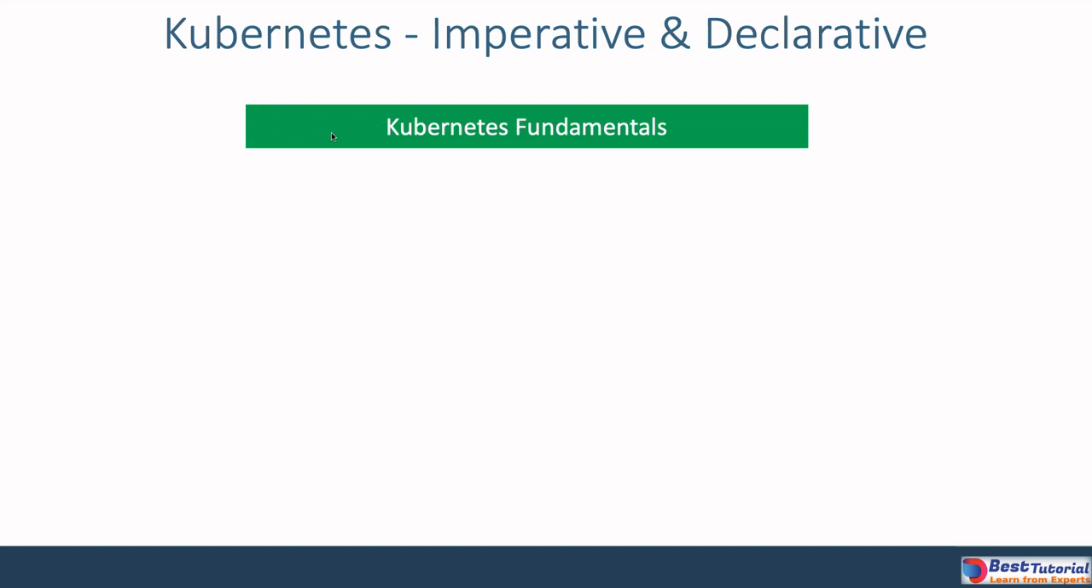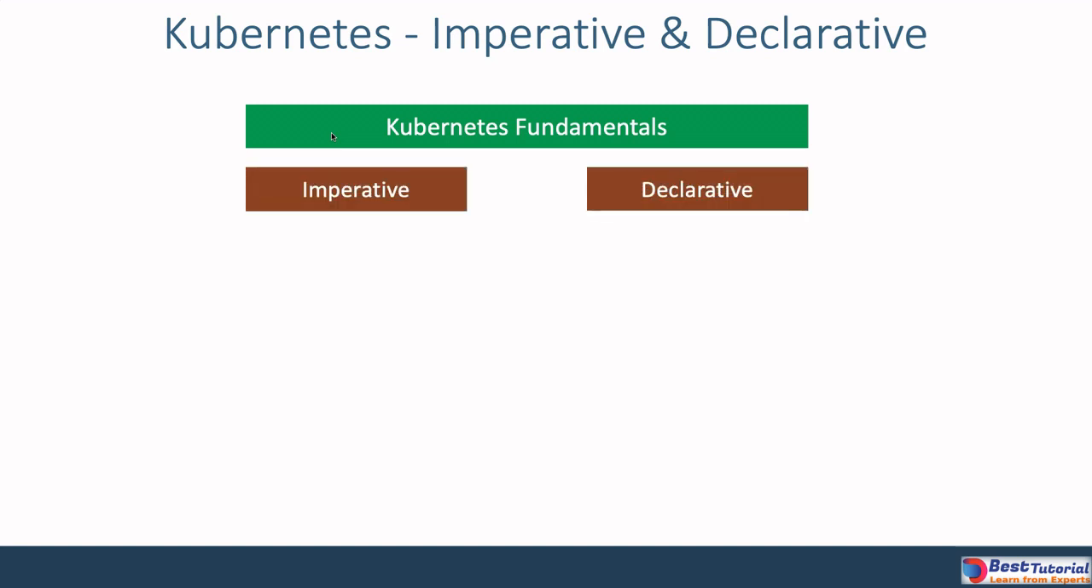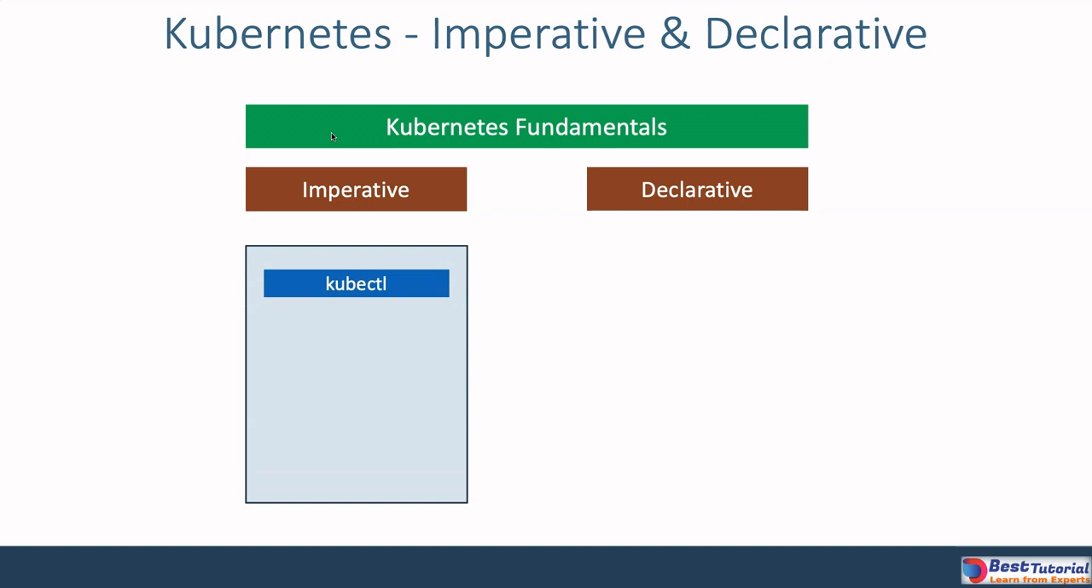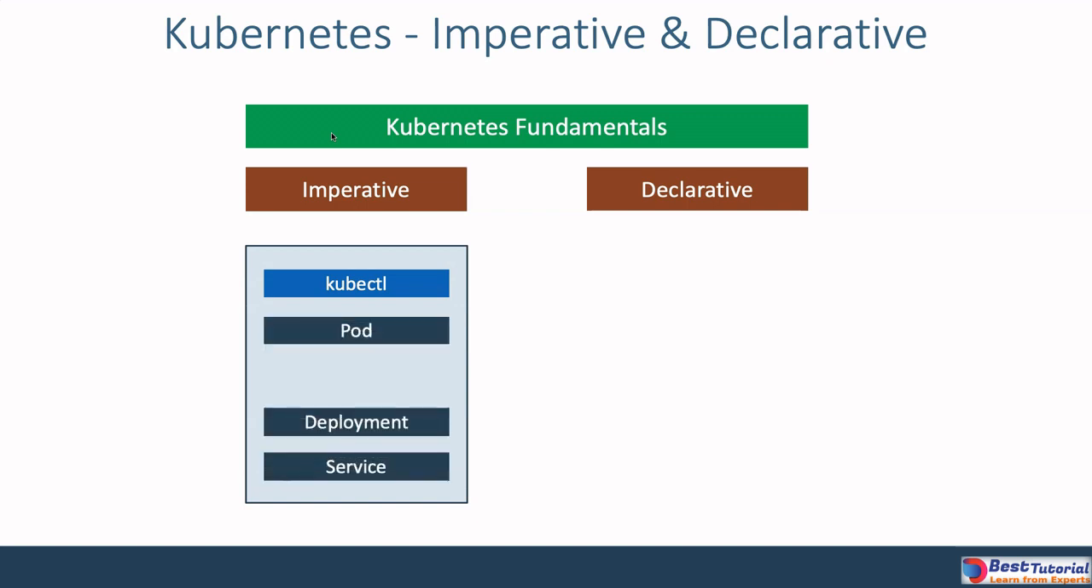Now we'll move on and understand our approach in implementing these fundamentals. We are going to use both approaches, imperative and declarative, to implement the Kubernetes core concepts. With kubectl commands, we are going to create pod, deployment and service imperatively. For ReplicaSet, we don't have a kubectl command to do it directly, so we are going to use a YAML file to create it.